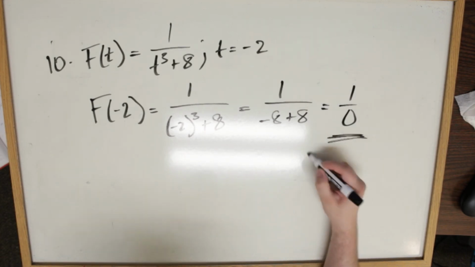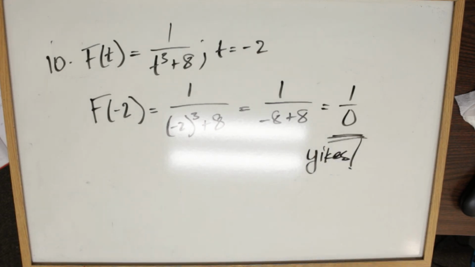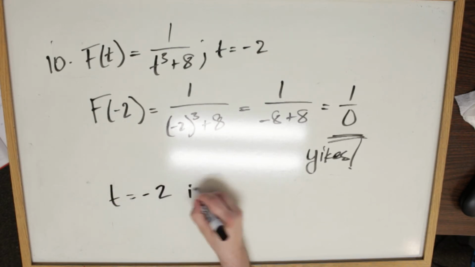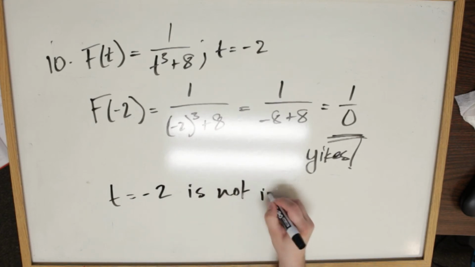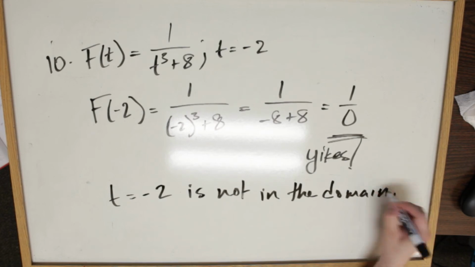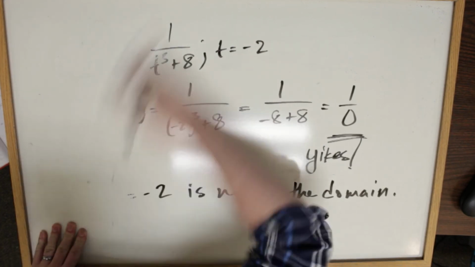Yikes. We do not want that. That is a big no-no. We've got a 0 in our denominator, so what this means is that t equals minus 2 is not in the domain. All right, let's keep moving.